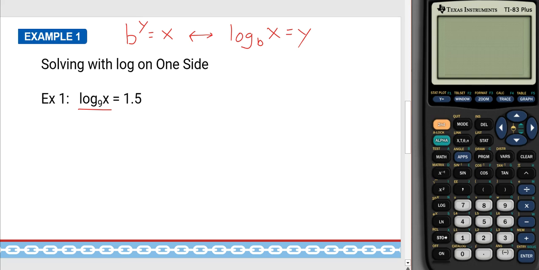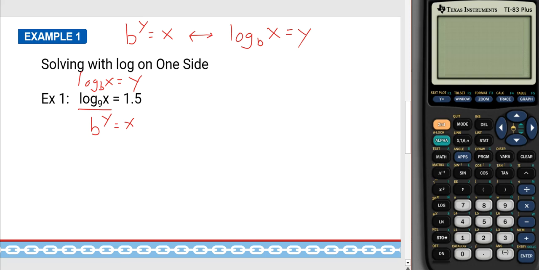So my second thing I want to look at is, can I change the form? And when we're changing the form, I recommend that you write the generic form above what you're working on, so that when you go to switch the form, we're in log form. Now, when I switch to exponential, I make sure that everything ends up in the right spot. So log base b of x is equal to y. So log base 9 of x is equal to 1.5. I have my relationships set up.